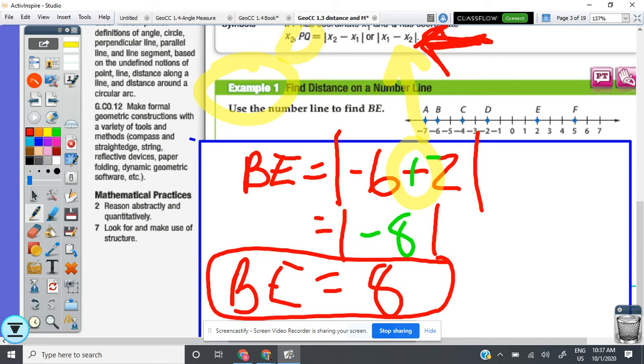And we're always going to make it positive because distance, like if you walk backward, you still moved 5 feet. But we're going from B to E here. 1, 2, 3, 4, 5, 6, 7, 8. You can actually just count. It's that easy. If they give you a number line, you can just count it. There's the formula up here that you can use, but you can also do it the other way.